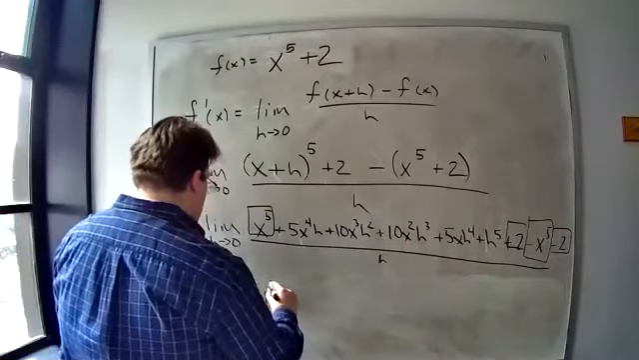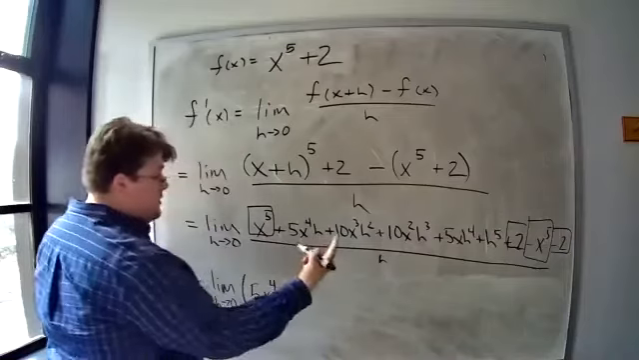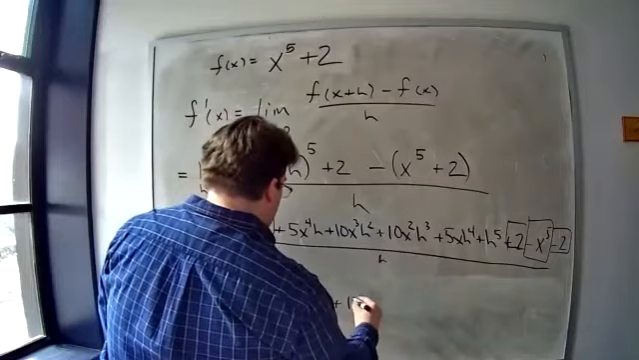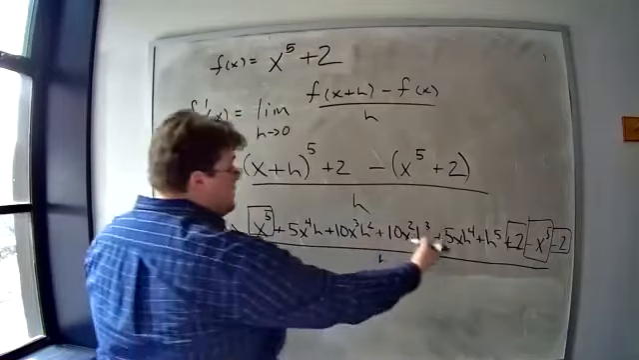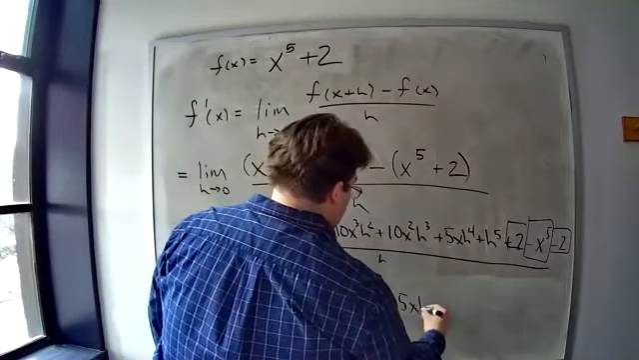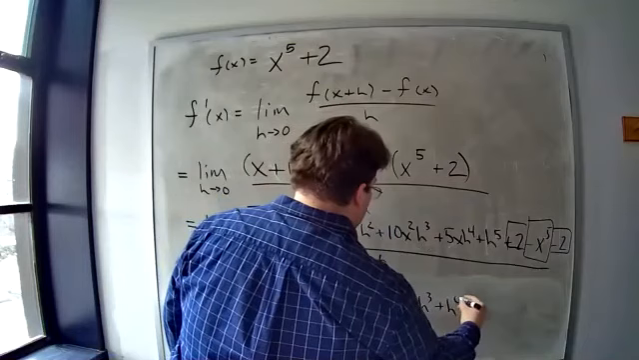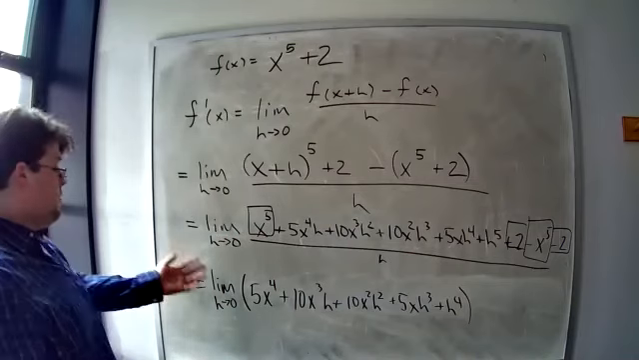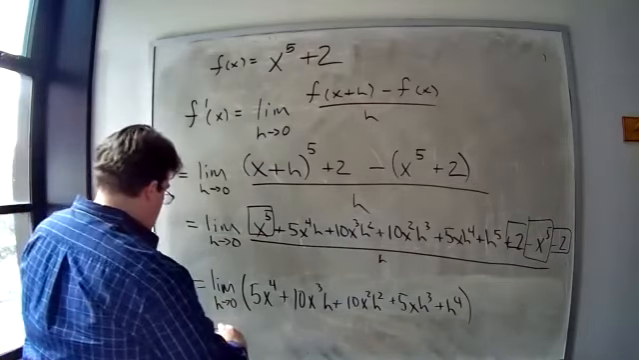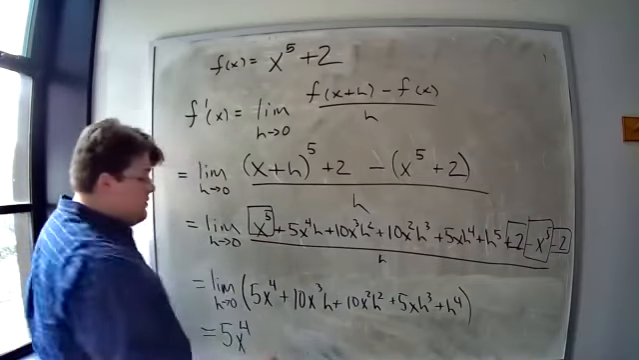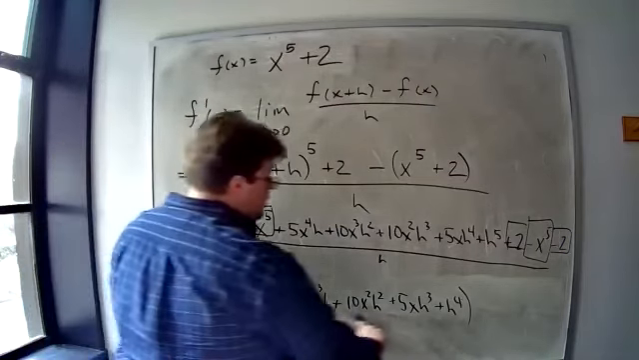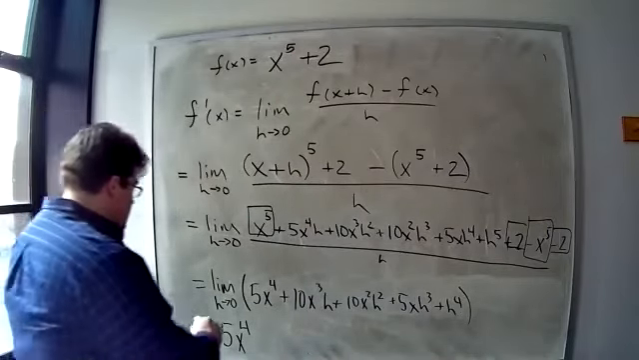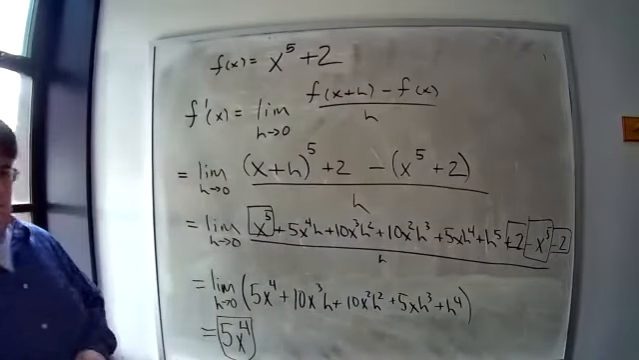And what are we left with if we do that? 5x to the 4th times h to the 0, which is 1, plus 10x cubed h. Removing h from everything, plus 10x squared, h squared, plus 5x h cubed, plus h to the 4. Cancel an h, it's all divided by 1. And now we can let h go to 0. If h goes to 0, this piece doesn't change, and all of those other things go to 0. So we do get the answer we were supposed to get. Any questions about this one?